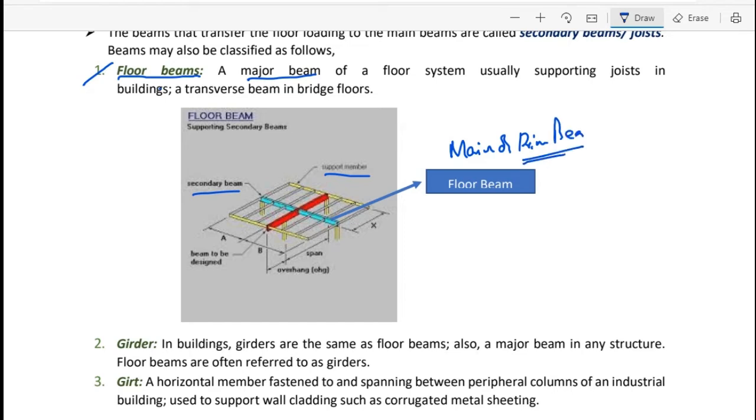When this main beam or primary beam is supporting the floor, then such a main beam is called a floor beam. Now these floor beams support the secondary beams, right? I told you earlier that secondary beams run from beam to beam, from one major beam to another major beam. So see here, these are going from beam to beam.